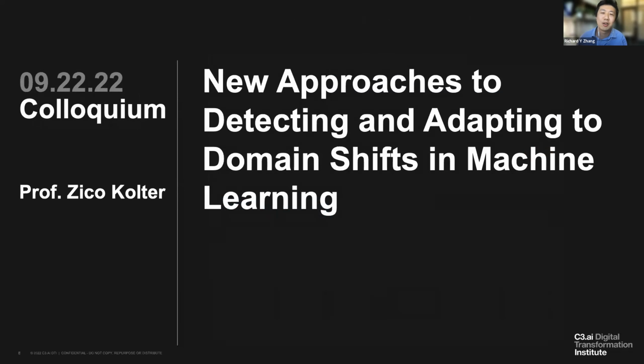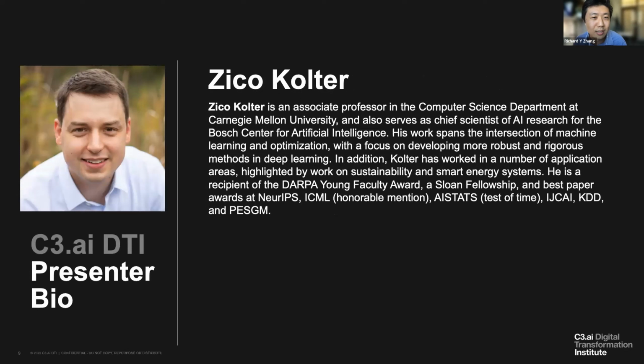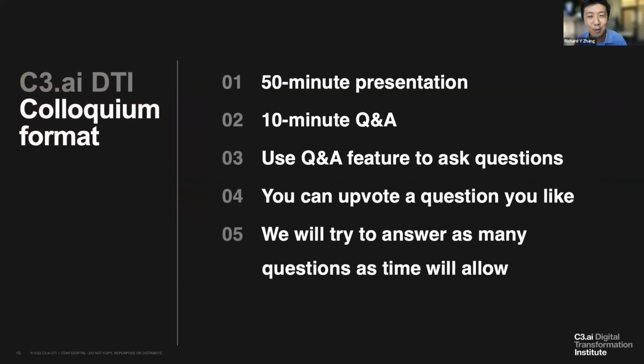Today, we're very delighted to welcome Professor Zico Kolter to share his research with his talk entitled New Approaches to Detecting and Adapting to Domain Shifts in Machine Learning. Zico Kolter is an associate professor in the computer science department at Carnegie Mellon University, and also serves as chief scientist of AI research for the Bosch Center for Artificial Intelligence. His work spans the intersection of machine learning and optimization, with a focus on developing more robust and rigorous methods in deep learning. In addition, Kolter has worked in a number of application areas highlighted by work on sustainability and smart energy systems. He is a recipient of the DARPA Young Faculty Award, a Sloan Fellowship, and Best Paper Awards at NeurIPS, ICML, Honorable Mention, AI Stats, Test of Time, IJCAI, KDD, and PSG. So with that, I'd like to welcome Professor Zico Kolter.